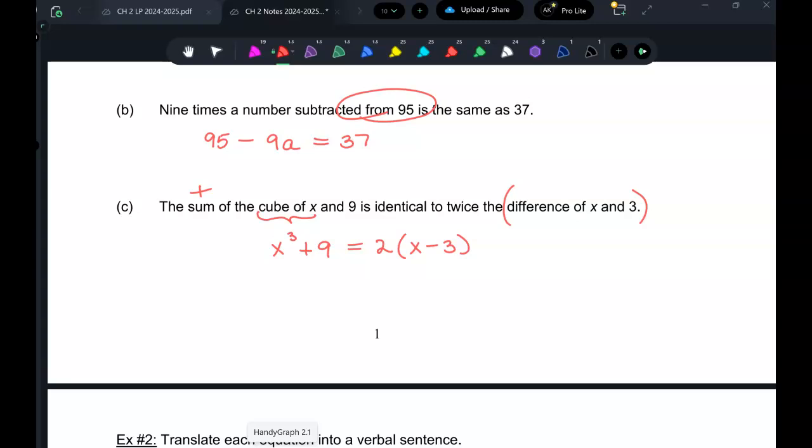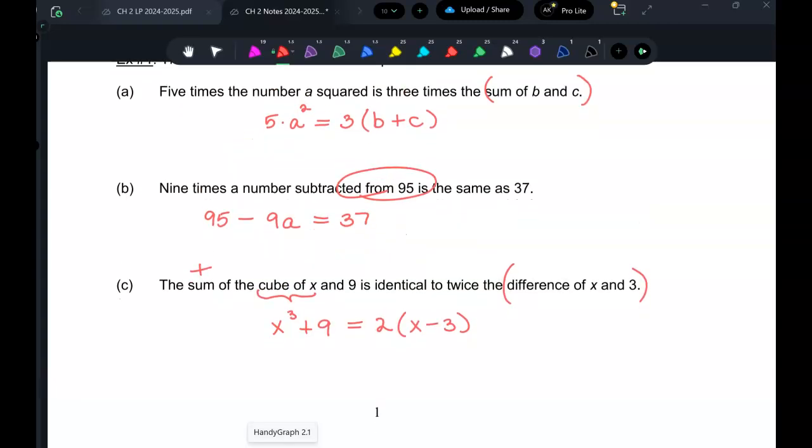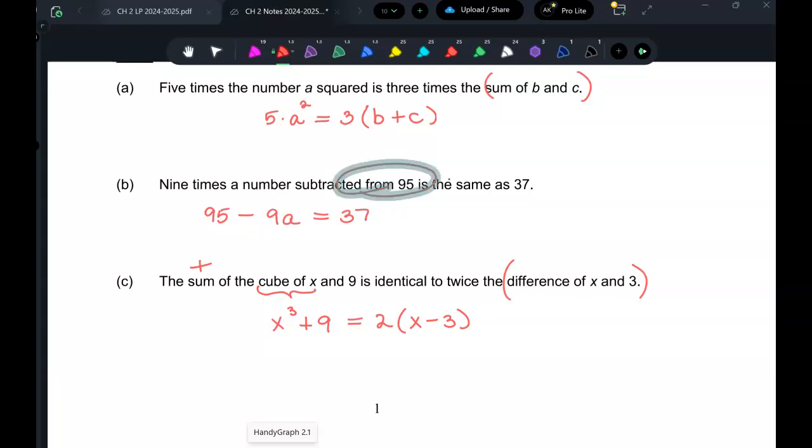Wait, so why was B 95 and 9 times a? Because it's 9a subtracted from 95. So when it says subtracted from, I'm taking something away from 95. So okay, I want you to be careful. 9 times a number.